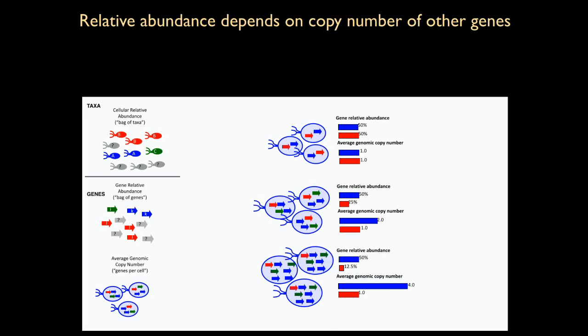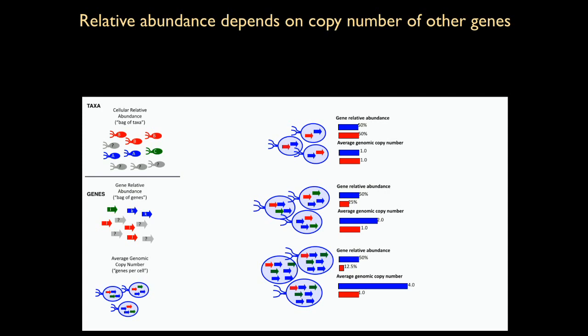So the reason I want to deconvolute it, or another way of showing the argument I just made, is here. Red is this red gene, and blue is this blue gene. In this example here, they're equal copy number per cell. And their relative abundances are 50% if I measure everything. And their average genomic copy number is 1. But here, in these cells, red is still 1 copy number, blue is 2, so there's twice as many, and I get that here.